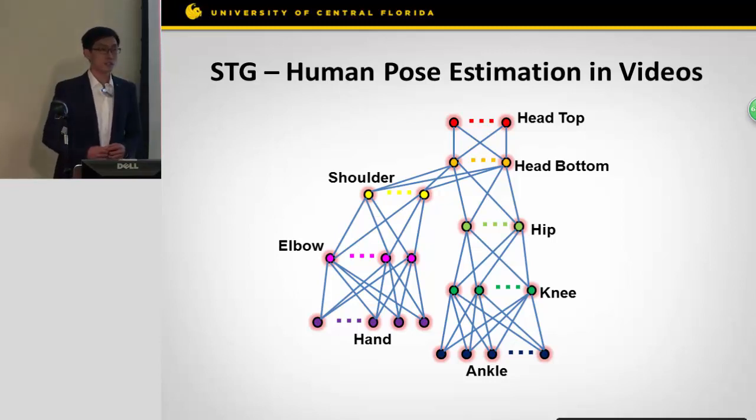In this graph, each node represents one body part tracklet throughout the video frames. For each body part, we have multiple tracklets here. The goal is to select one body part tracklet for each body part and to make sure that they satisfy the spatial-temporal relationship between these body parts across different video frames.